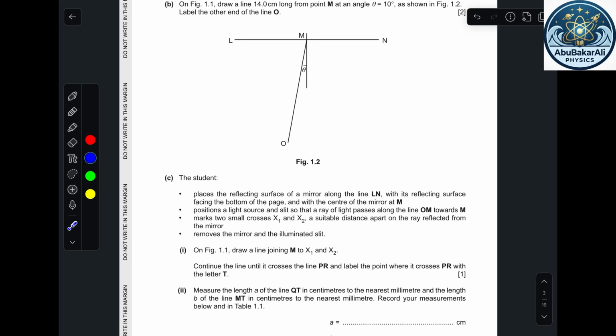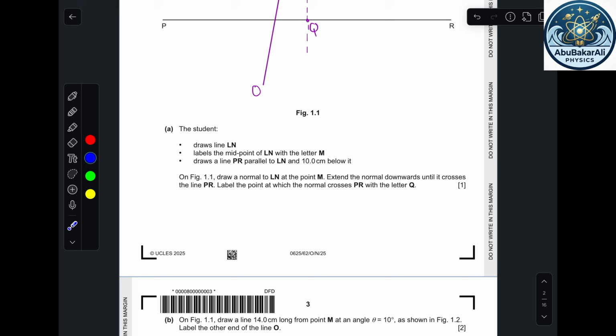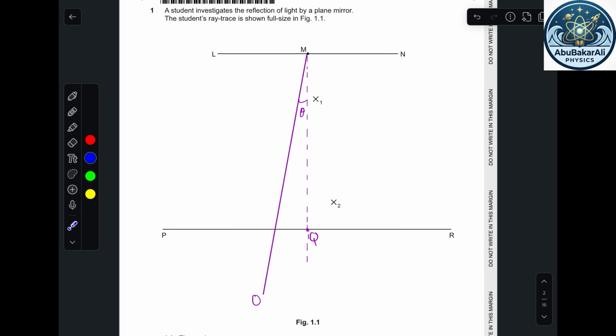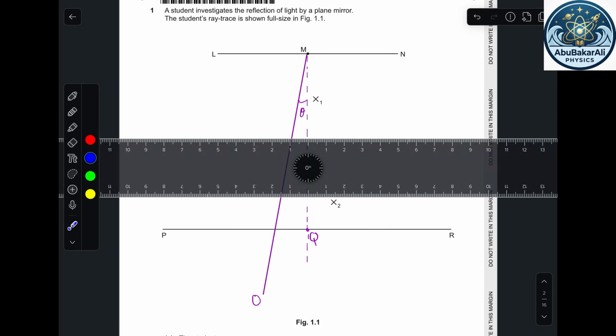What they're asking us to do on figure 1.1, the above one, is draw a line joining M to X1 and X2. Continue the line until it crosses the line PR and label the point where it crosses PR as T. So we have to make a line that will start from M, cross X1 and X2, and cross this point, and we name that point as T. Okay, let's do this.